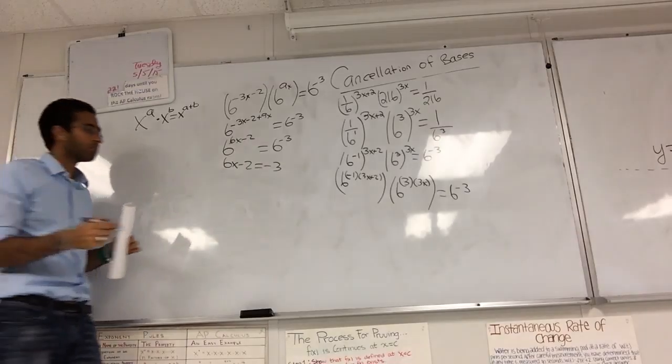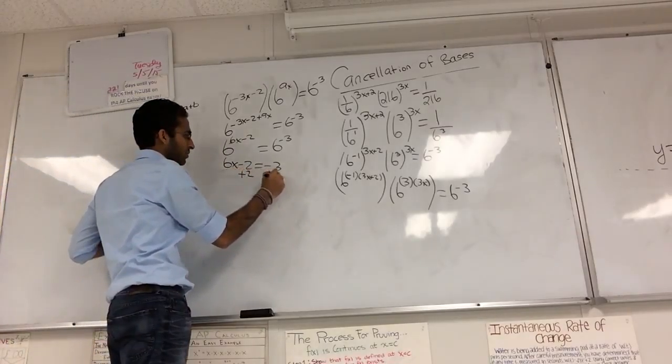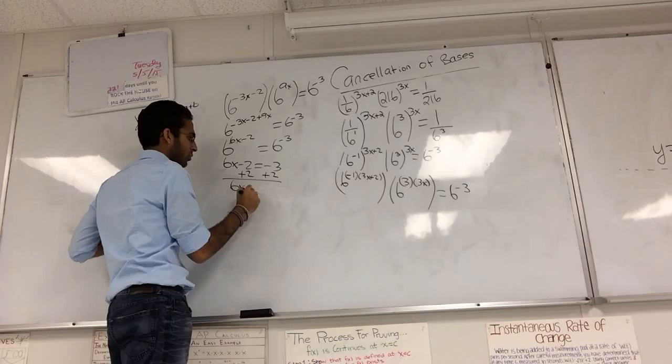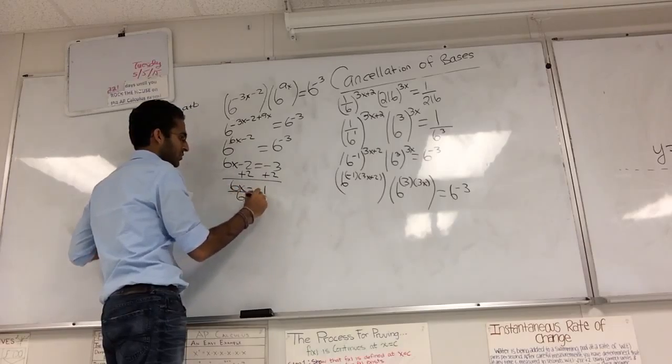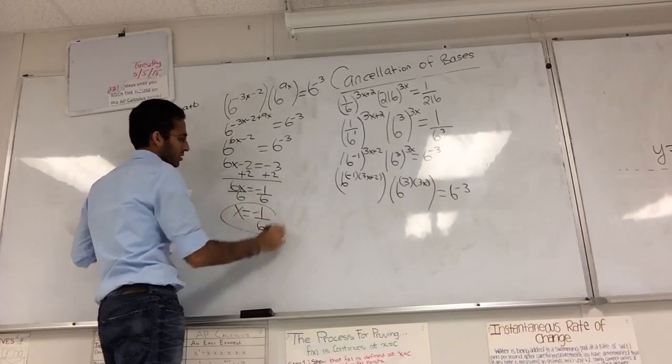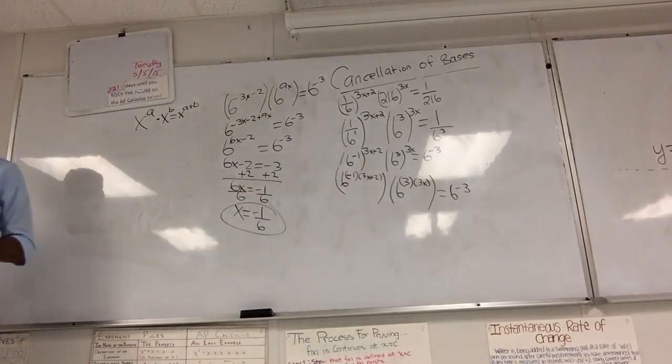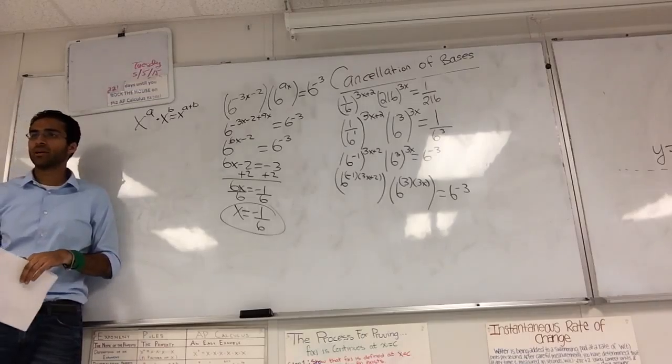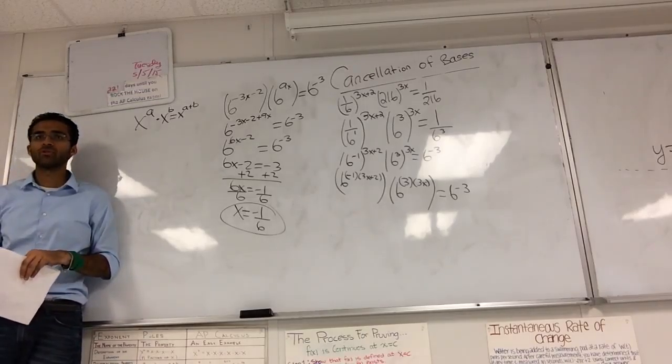Algebra 1. Add 2 to both sides. 6x equals negative 1. Divide both sides by 6. X equals negative 1/6. Stop here. Take questions on this.